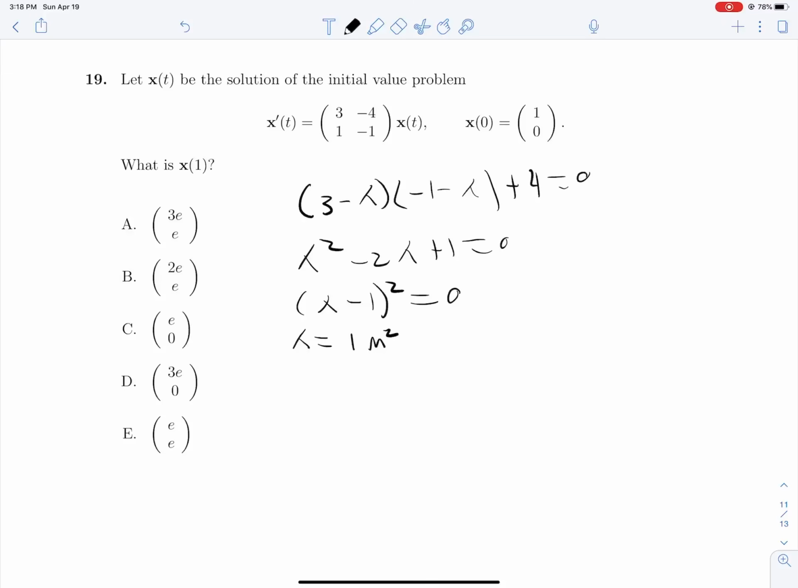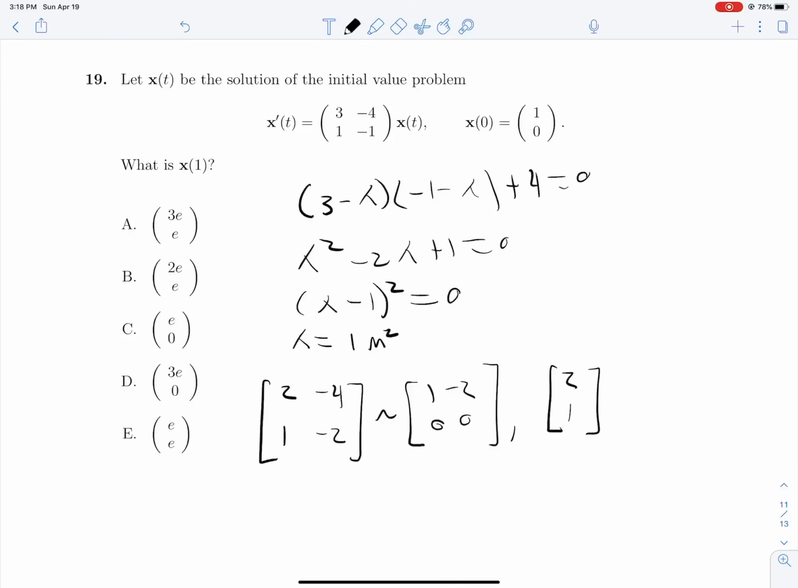But let's just solve A minus lambda I and see what eigenvector we get. So for lambda equals 1, we get 2, 1, negative 2, negative 4. We can simplify this down to 1, negative 2, 0, 0. And we get an eigenvector of 2, 1. Because we can say that x1 is equal to 2 x2, and since x2 is our free variable, if we're expressing a vector in terms of x2, x1 is equal to 2 x2, and x2 is equal to 1 of itself. So there's our eigenvector.